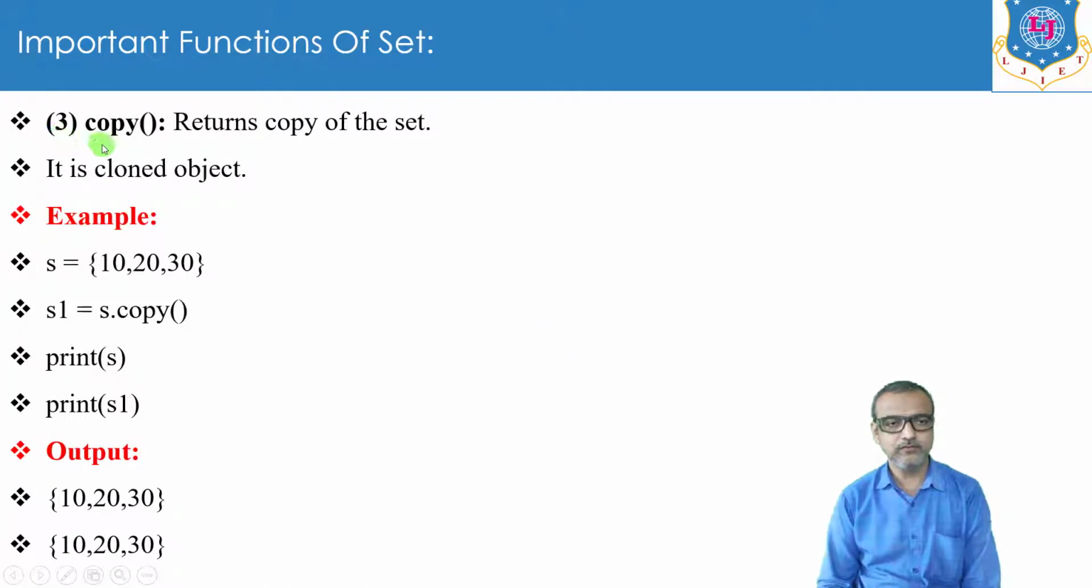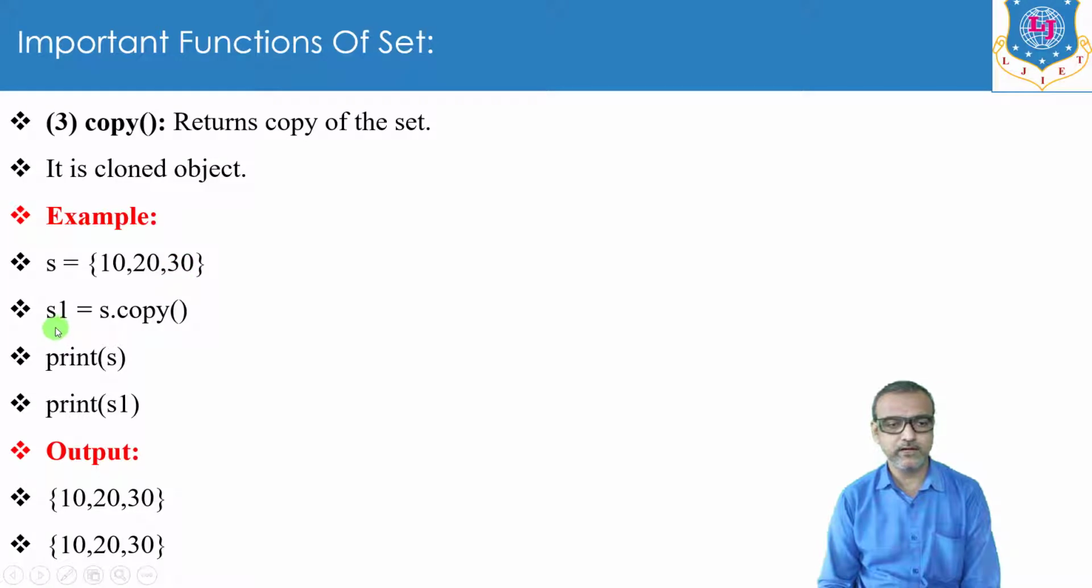Now we have the third function, that is the copy function. Now what will this function do? It will return a copy of the set. It is a cloned object. For example, we have taken one set S, and in set S we have these elements, that is 10, 20, 30.